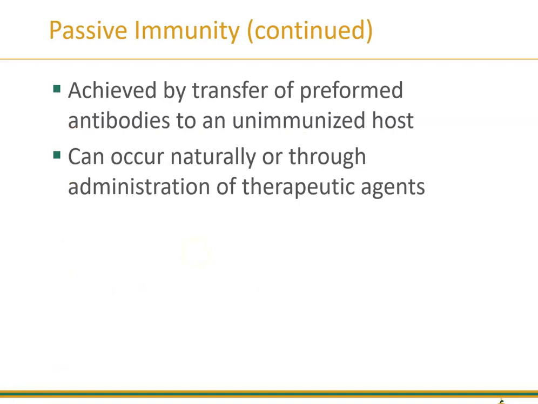Passive immunity is where we transfer preformed antibodies to a host that is not immunized. Now, this can happen through injection or IV injection, through administration of the IVIG that we have been talking about, or it can happen naturally, like we said, through breast milk or through placental transfer. But remember, passive does not last. There is no memory developed through that.